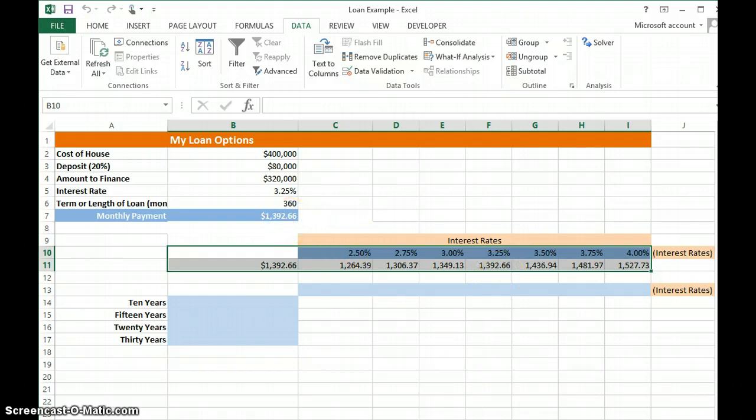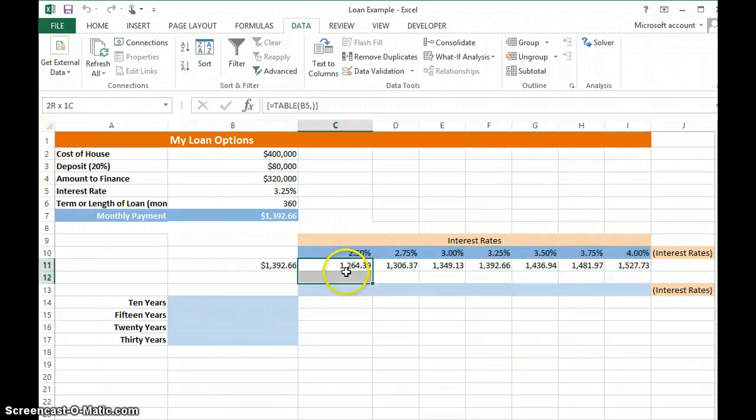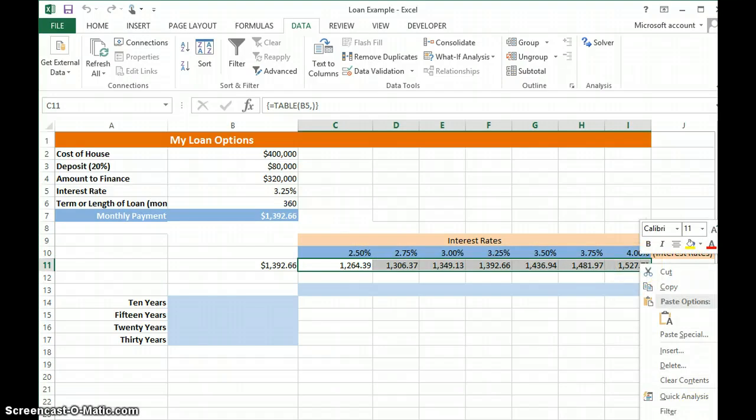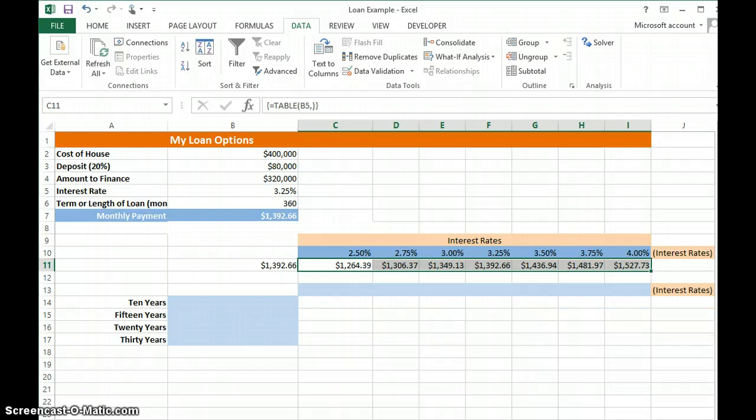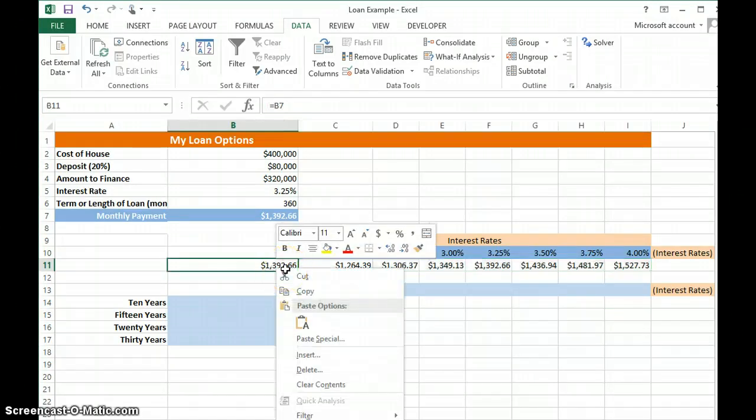Two things that you can do next to make this look more presentable is to highlight these values, go down to format cells, and give them a currency value, so you get the nice dollar sign in there so people know that's an amount of money. And this one is sort of hanging there on its own. It's needed for the calculations, but it just looks a bit weird.